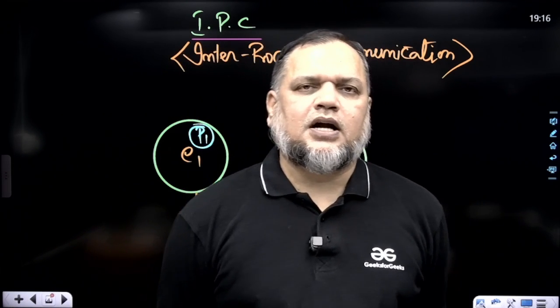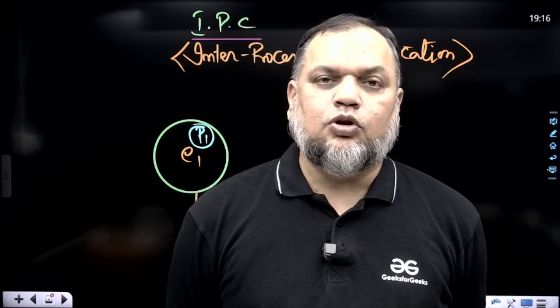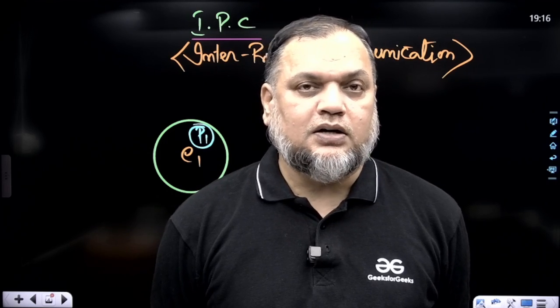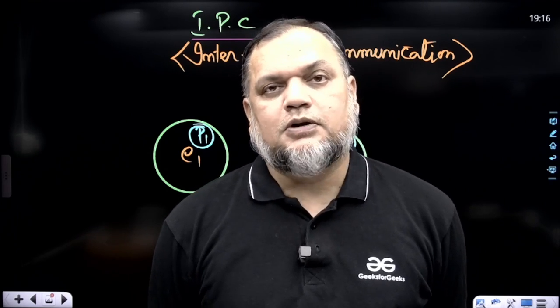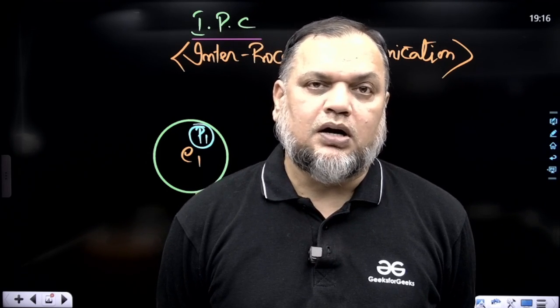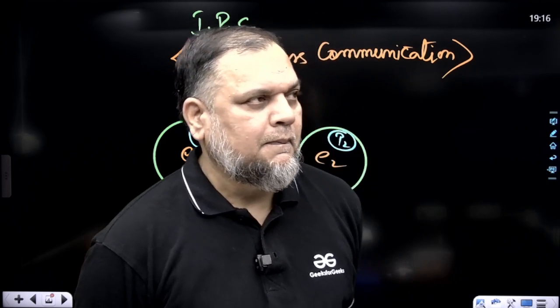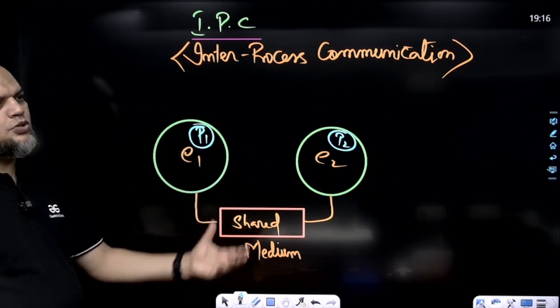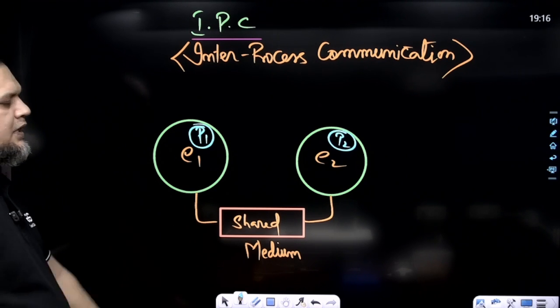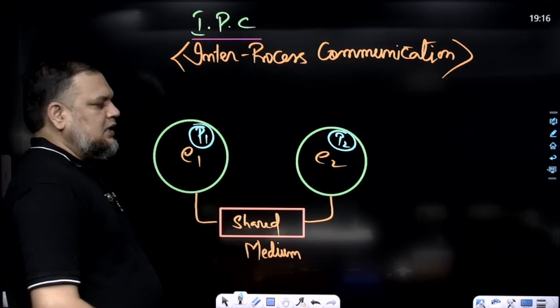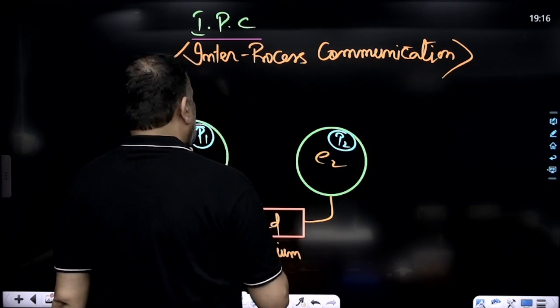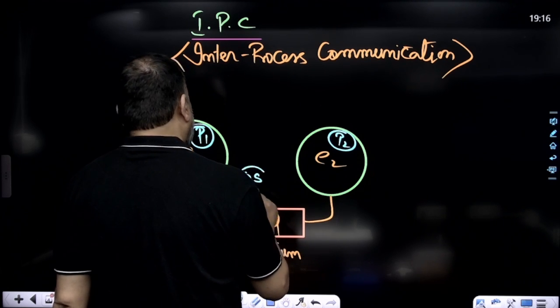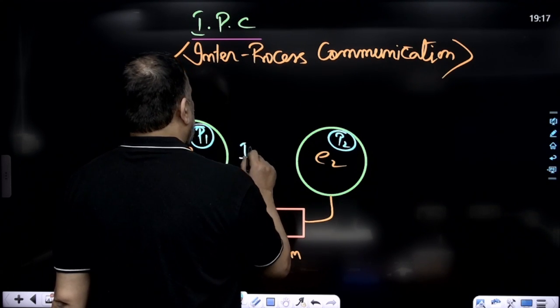People sometimes think that global variables can be used, but a global variable, if I define it in process 1, will only be confined to process 1. It cannot be accessed outside process 1. So I cannot use global variables for ensuring communication between two processes. I need some separate shared media. And this medium, which is provided by the operating system, is called the IPC mechanism.